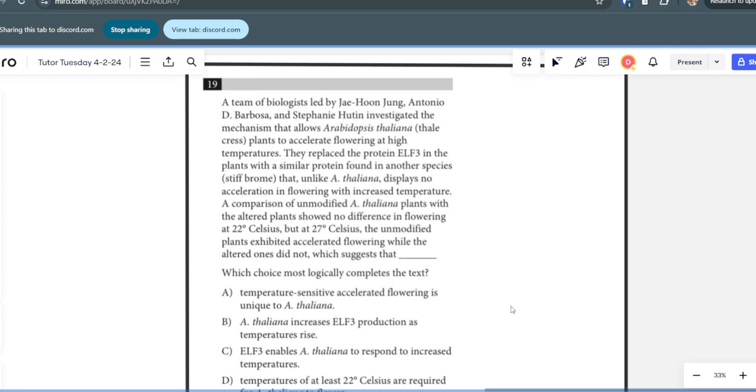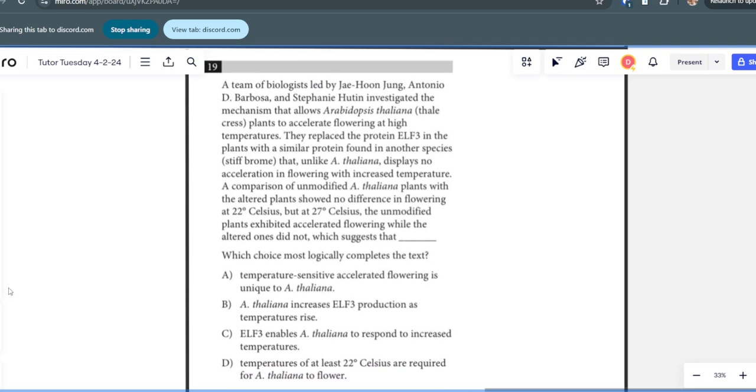Let's do that then. Number 19 here says, which choice most logically completes the text? Okay, so it's like another inference question. We'll probably need the context here. A team of biologists led by Jae-hoon Jung, Antonio Di Barbosa, and Stephanie Houghton investigated the mechanism that allows A. thaliana thale cress plants to accelerate flowering at high temperatures. They replaced the protein ELF3 in the plants with a similar protein found in another species, stiff brome, that, unlike A. thaliana, displays no acceleration in flowering with increased temperature. A comparison of unmodified A. thaliana plants with the altered plants showed no difference in flowering at 22 Celsius, but at 27 Celsius, the unmodified plants exhibited accelerated flowering while the altered ones did not.